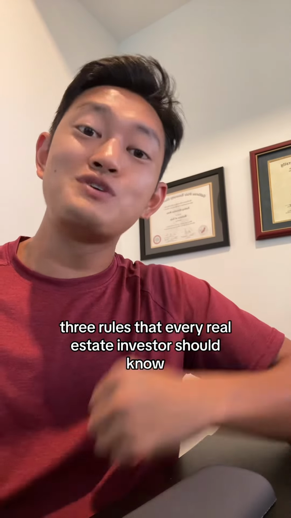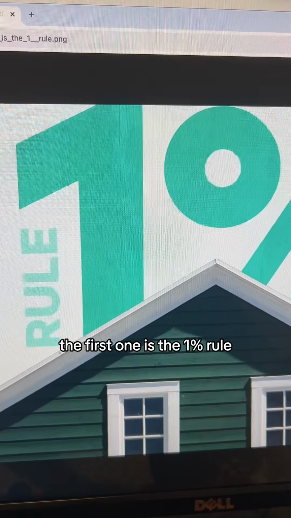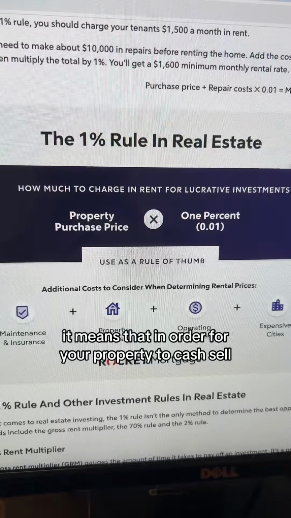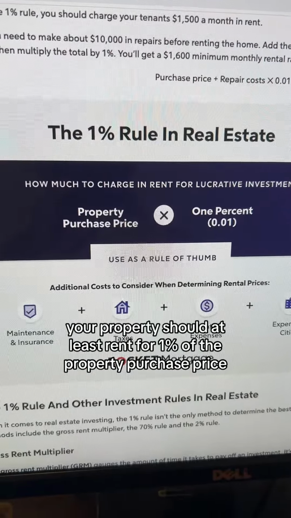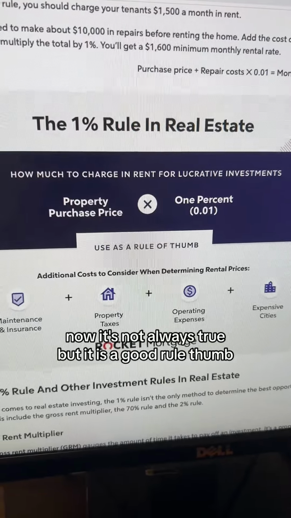3 rules that every real estate investor should know. The first one is the 1% rule. It means that in order for your property to cash flow, your property should at least rent for 1% of the property purchase price. Now, it's not always true, but it is a good rule of thumb.